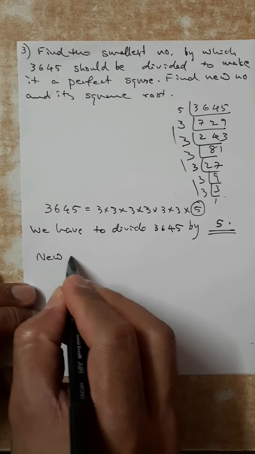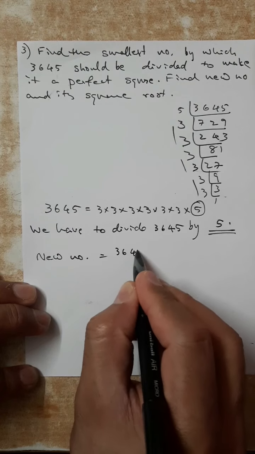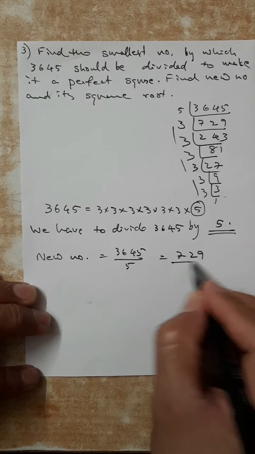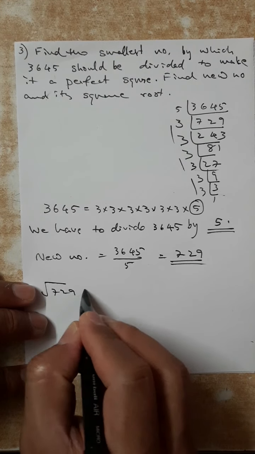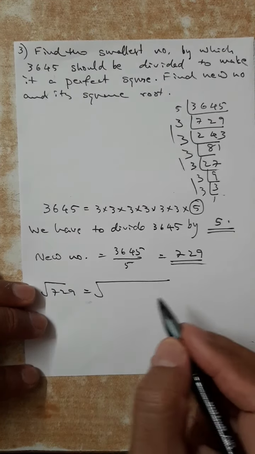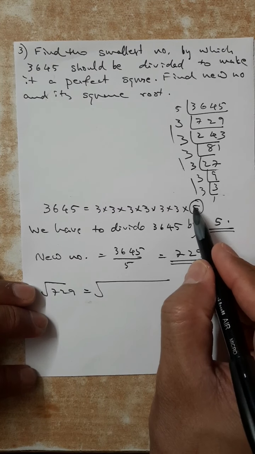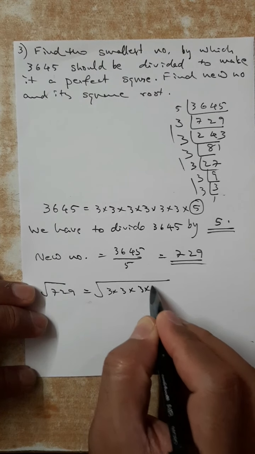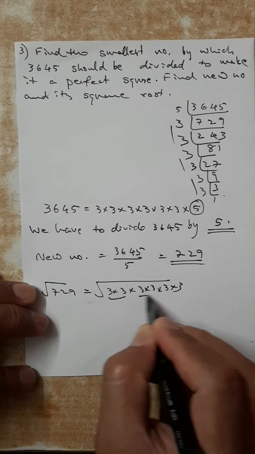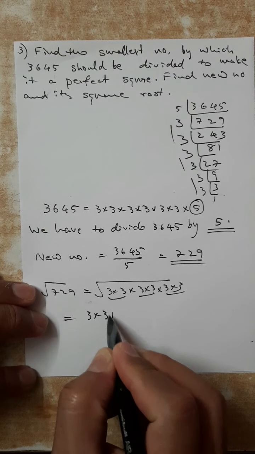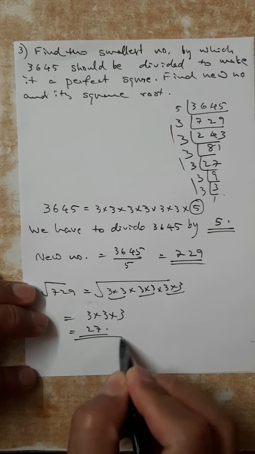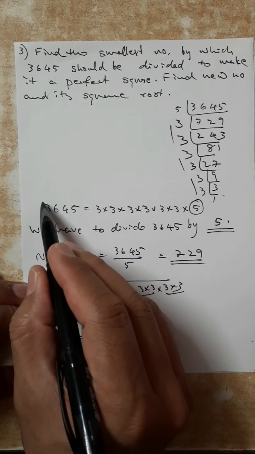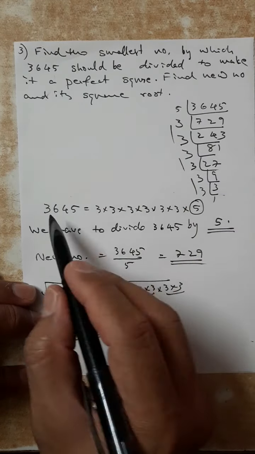Now what will be the new number? The new number means 3645 upon 5, which is 729. The square root of 729, you all know, is 27. Otherwise, if you do not know, other than the removed 5, we write 3 into 3 into 3 into 3 into 3 into 3. One pair, another pair, another pair: 3 into 3 into 3. 27 is the answer. See here, there is no radical sign because we are not finding the square root here. We are just doing prime factorization and checking what all is there.